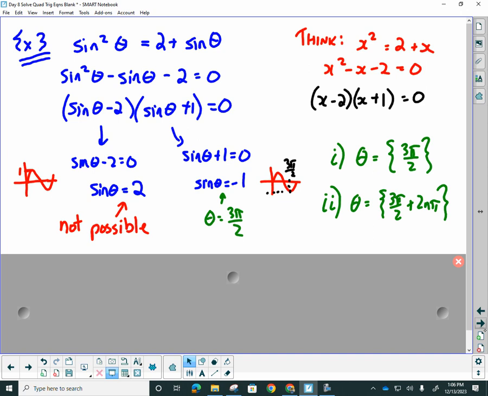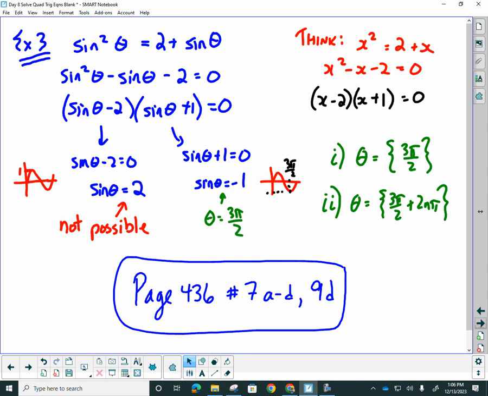All right. So hopefully I've shown you enough examples that allow you to try and do some practice of these solving quadratic trig equations. And so there's some practice on page 436, number 7, A to D, and number 9, D. Good luck.